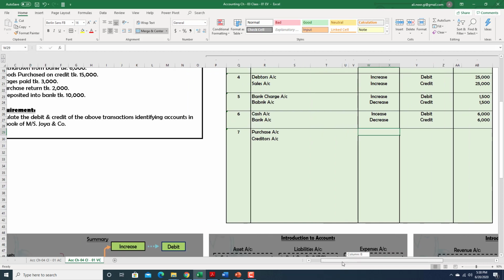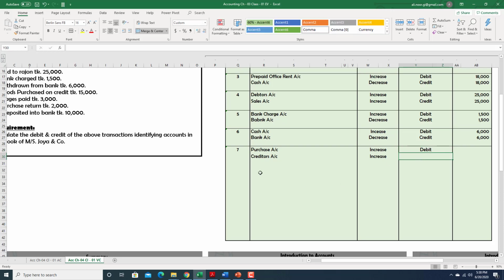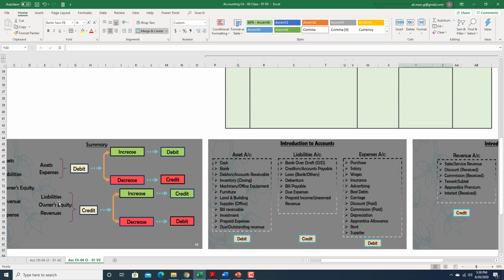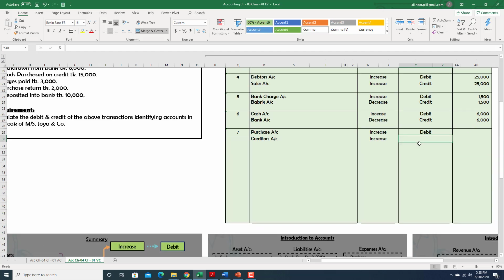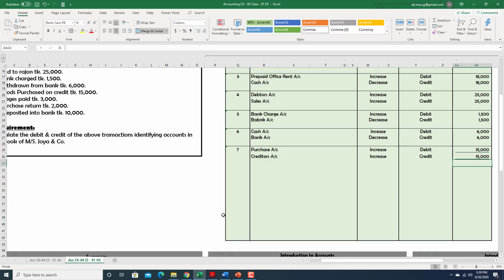Since expense increased, so we have to write increase, and creditors account also increased. For an increase in an expense account, we have to write debit, and for an increase in creditors account, which is a liability, we have to credit it. So we can write here credit, right? Okay, the amount is 15,000, so 15,000 debit, 15,000 credit.